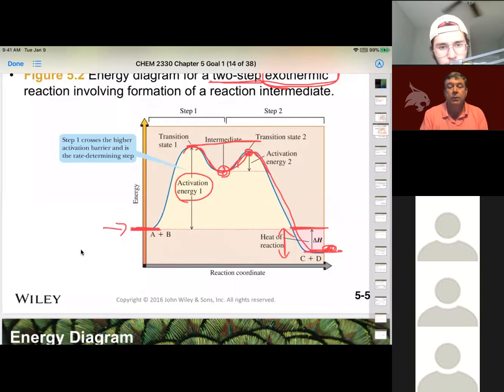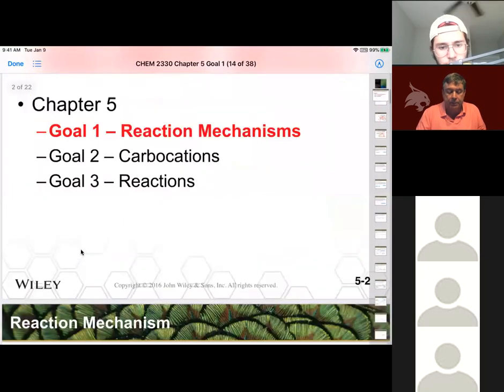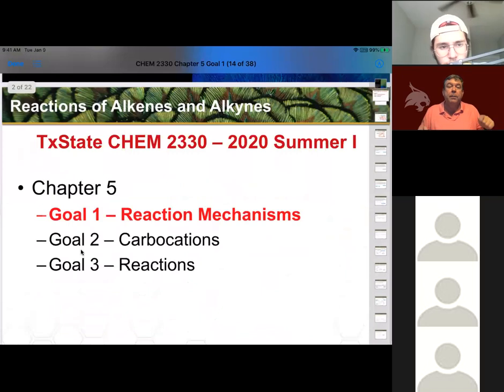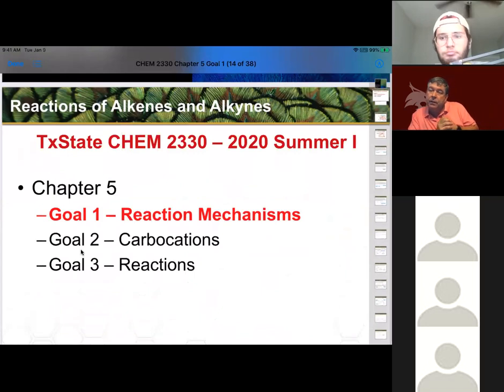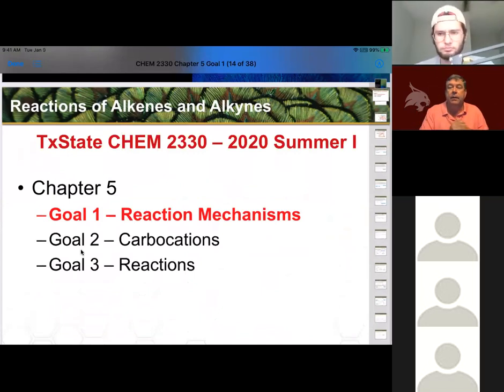Okay. So to remind you of what's happening in chapter 5, we've talked about how to name alkenes and alkynes. Yes, that is correct on the Zoom chat about when those are due. So the first goal in chapter 5, when we're talking about alkenes and alkynes, is we have to figure out how reactions happen. And so that's why I wanted to talk about reaction mechanisms. And then carbocations play a role in what the actual final product is.